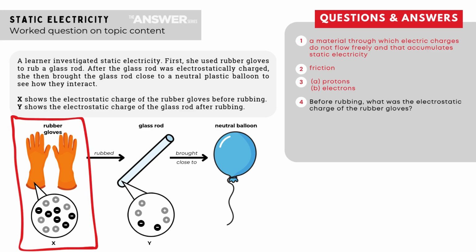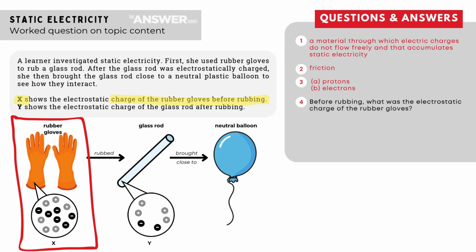Question 4. Before rubbing, what was the electrostatic charge of the rubber gloves? To answer this question, we merely need to look at the section of the diagram that occurs before the arrow indicating rubbing. Here we can see part X of the diagram that shows the electrostatic charge of the rubber gloves before rubbing, exactly what the question is asking us to provide.